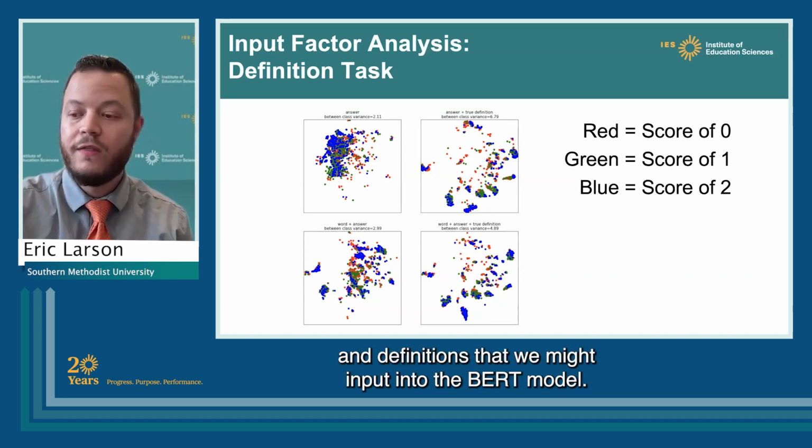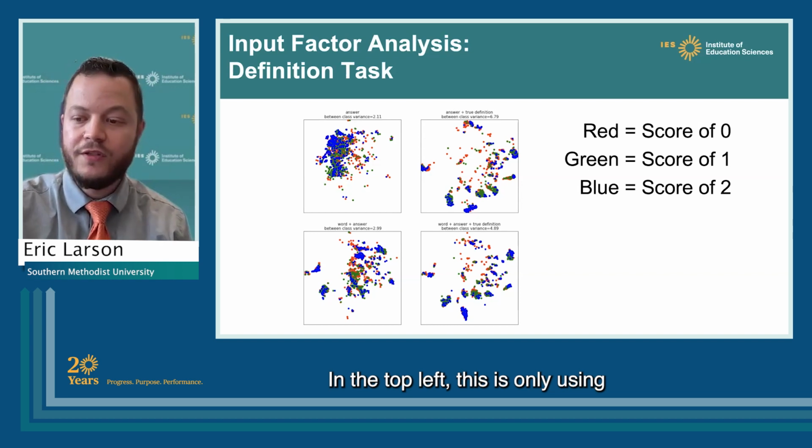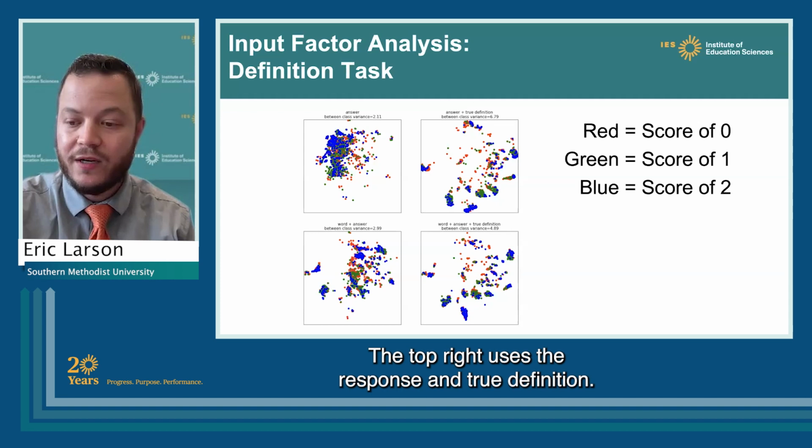So here is a two-dimensional clustering of each of the different combinations of student responses and the various words and definitions that we might input into the BERT model. In the top left, this is only using the student responses as input. The top right uses the response and true definition.